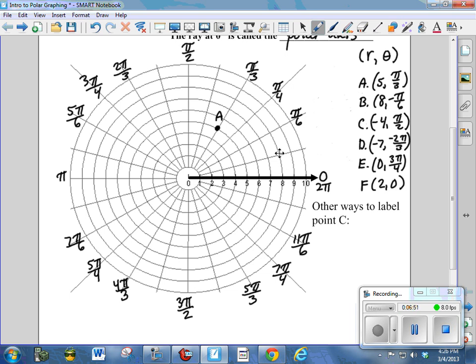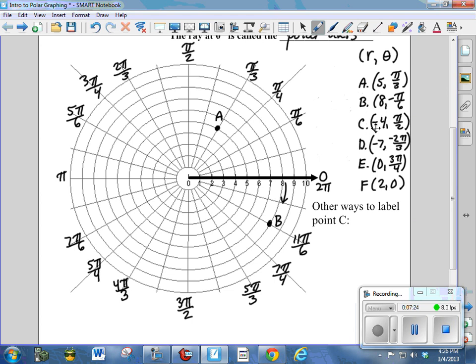Well, the positive direction is counterclockwise. The negative direction is clockwise. So we're going to go downward. We're going to rotate down this way, and this is going to give us our 8, negative pi over 6. Now notice that 8, negative pi over 6 is the same thing as 8, positive 11 pi over 6, because we could have rotated all the way around this way to get there. So a point can have more than one name in polar form.